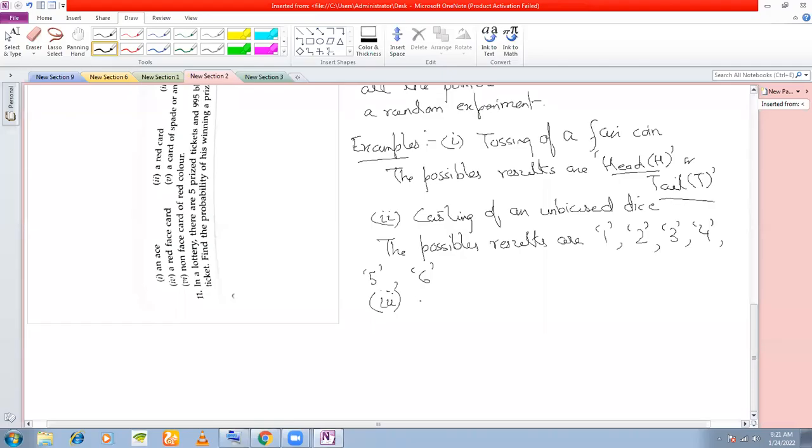Another example of a random experiment can be tossing of two coins simultaneously. Now, when I toss two coins simultaneously, on my two hands I have two coins and I toss them simultaneously. So, what are the possible results that I get?